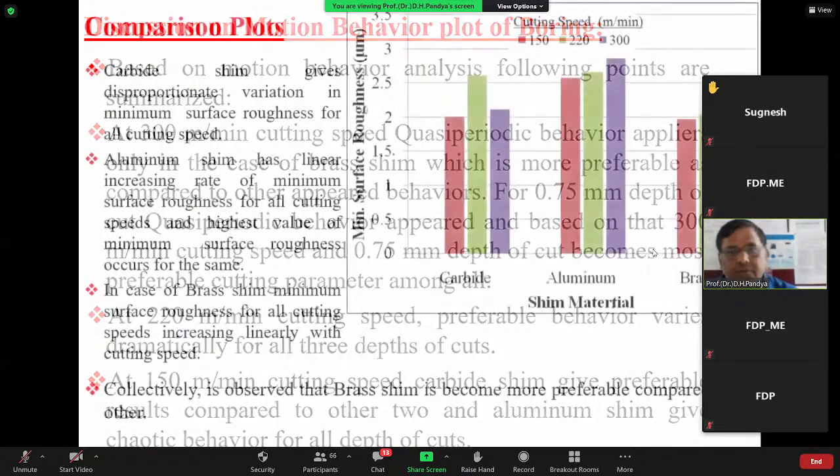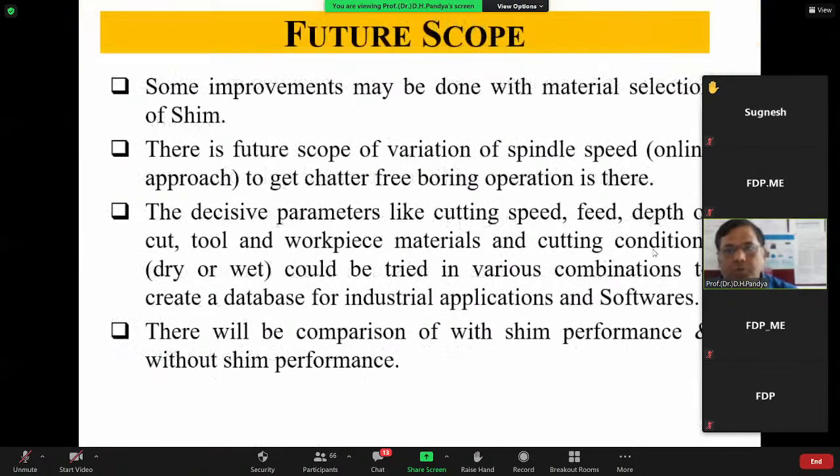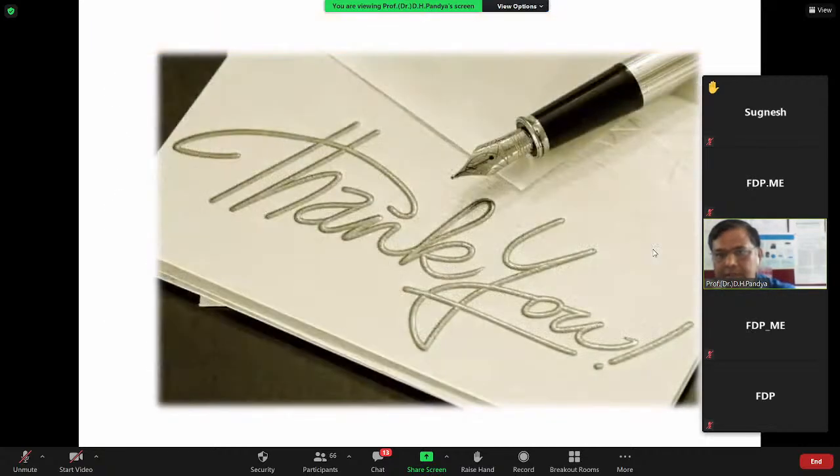But of course, these are all the conclusions. For future scope, you can change the material selections, and vary the spindle speed for chatter in boring operations. There are a number of future scopes available. It is 11:20 now, so we shall open things for the question and answer session.